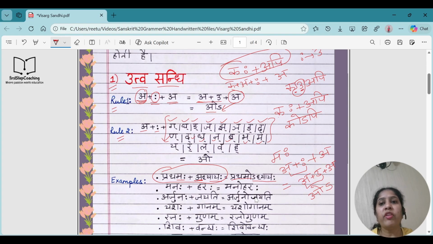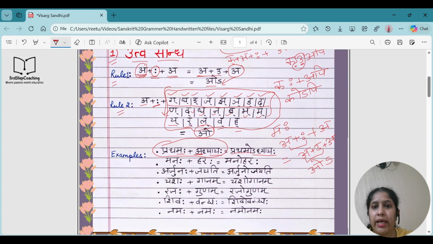Out of them, we don't have to do the first and second letters, like ka, kha, cha, chha, ta, tha, pa, pha. Those we don't have to do. There should be the last three letters, the third, fourth, and fifth letter. These all can be there. Or there can be ya, ra, la, va, ha. If anything out of these is there, then the visarg changes to o. Same thing, the visarg changes to u, and then a and u together become o.